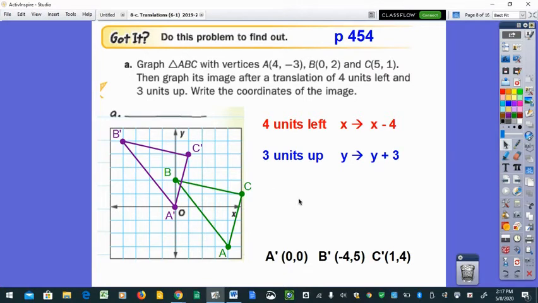So there's two ways to do a translation. You can graph it and find the coordinates after you graph it, or you can find the coordinates using this translation notation and then graph it after if you need to.